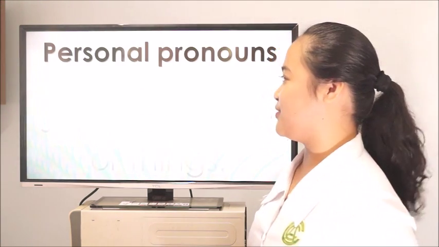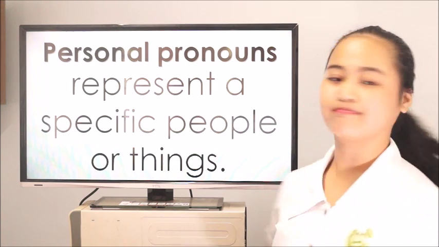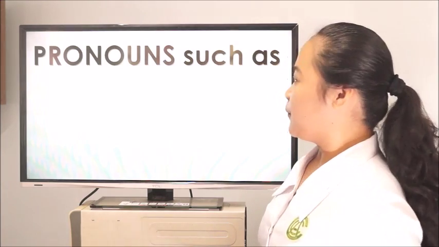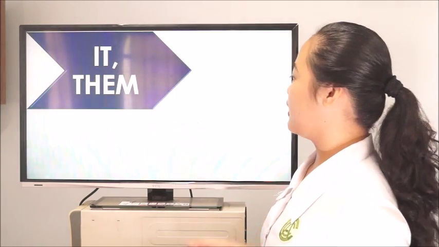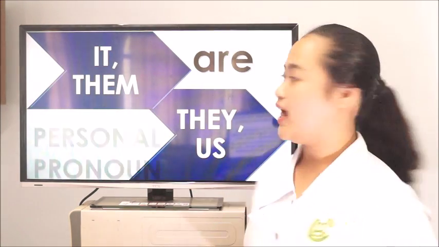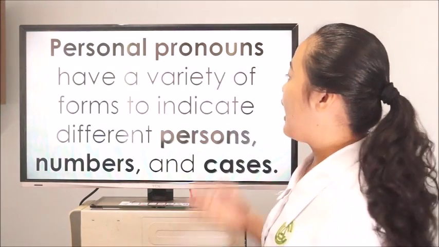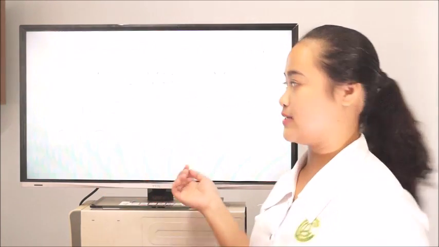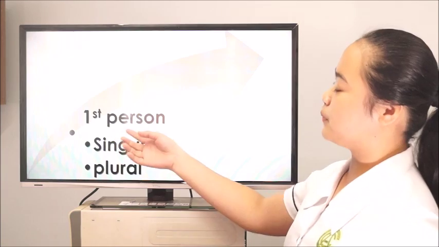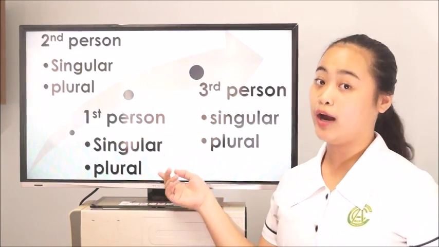Now, let's know more about the personal pronouns. Personal pronouns represent specific people or things. Pronouns such as I, we, he, she, it, them, they, and us are what we call the personal pronouns. And these personal pronouns have a variety of forms to indicate different persons, numbers, and cases. They can come in the first person, second person, or third person point of view, in singular or plural form.